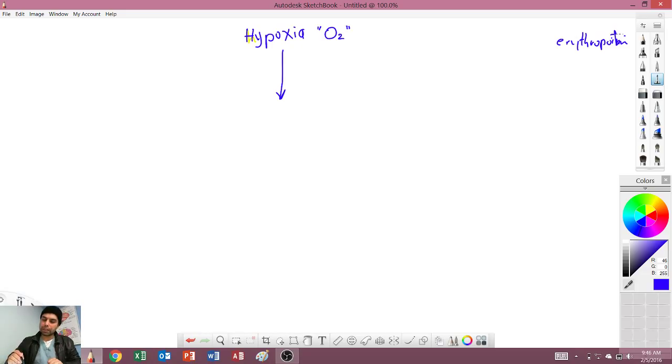Now, when there is hypoxia, of course, the organelle that uses oxygen is mitochondria. So we have two processes that produce energy. One is glycolysis, which means breakdown of glucose, and the other one is oxidative phosphorylation.